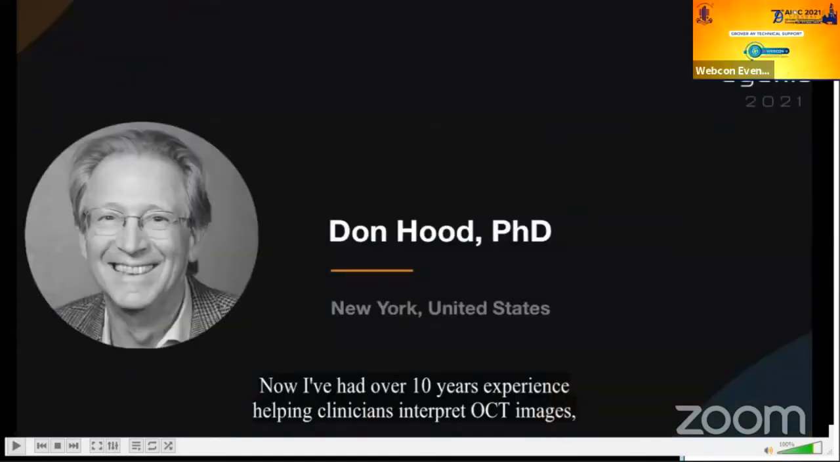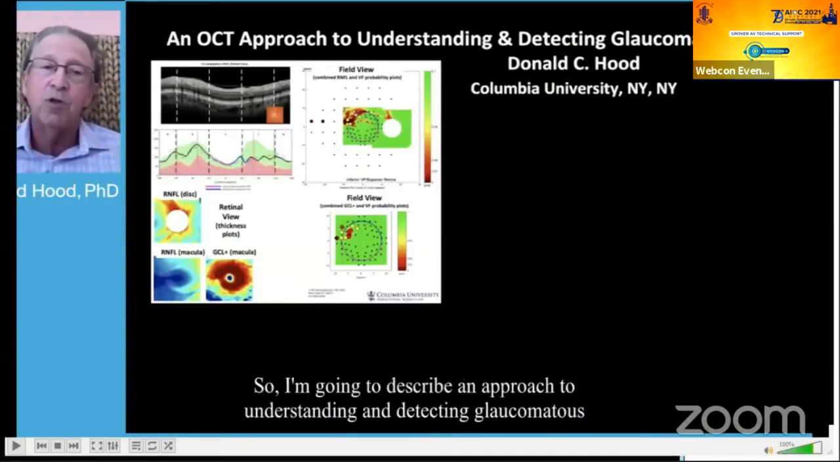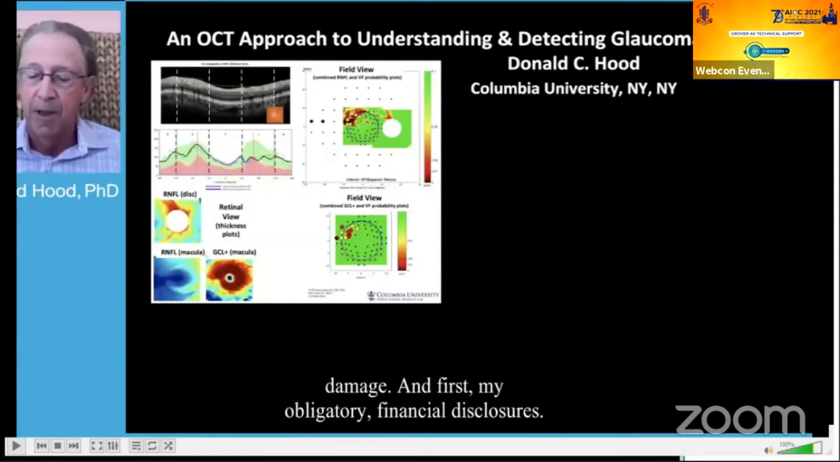Now, I've had over 10 years experience helping clinicians interpret OCT images. Okay, so let's start with the tutorial. I'm going to describe an approach to understanding and detecting glaucomatous damage.